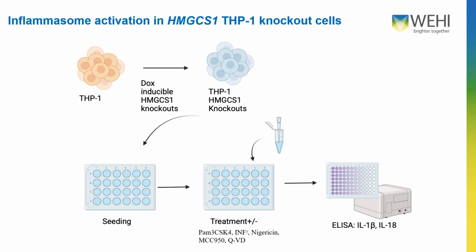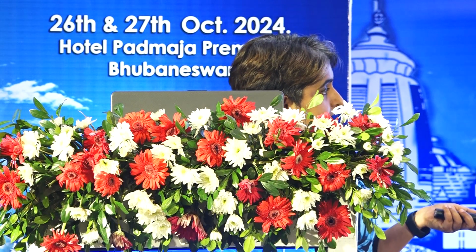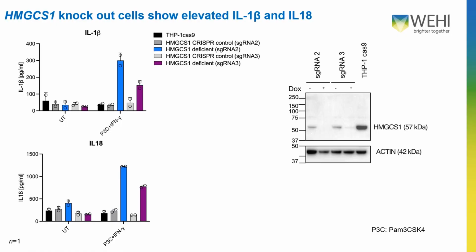So there will be activation of pyrin, which results in elevated levels of IL-1 beta and IL-18. To test our hypothesis, we developed a knockout model, a cell-based knockout model for HMGCS1, and we treated them with all these TLR agonists, and we measured IL-1 beta and IL-18 as the end products. Here you can see that the HMGCS1 knockout cells show an elevated level of IL-1 beta and IL-18. This just means that when HMGCS1 is deficient or absent, it is resulting in inflammasome activation.